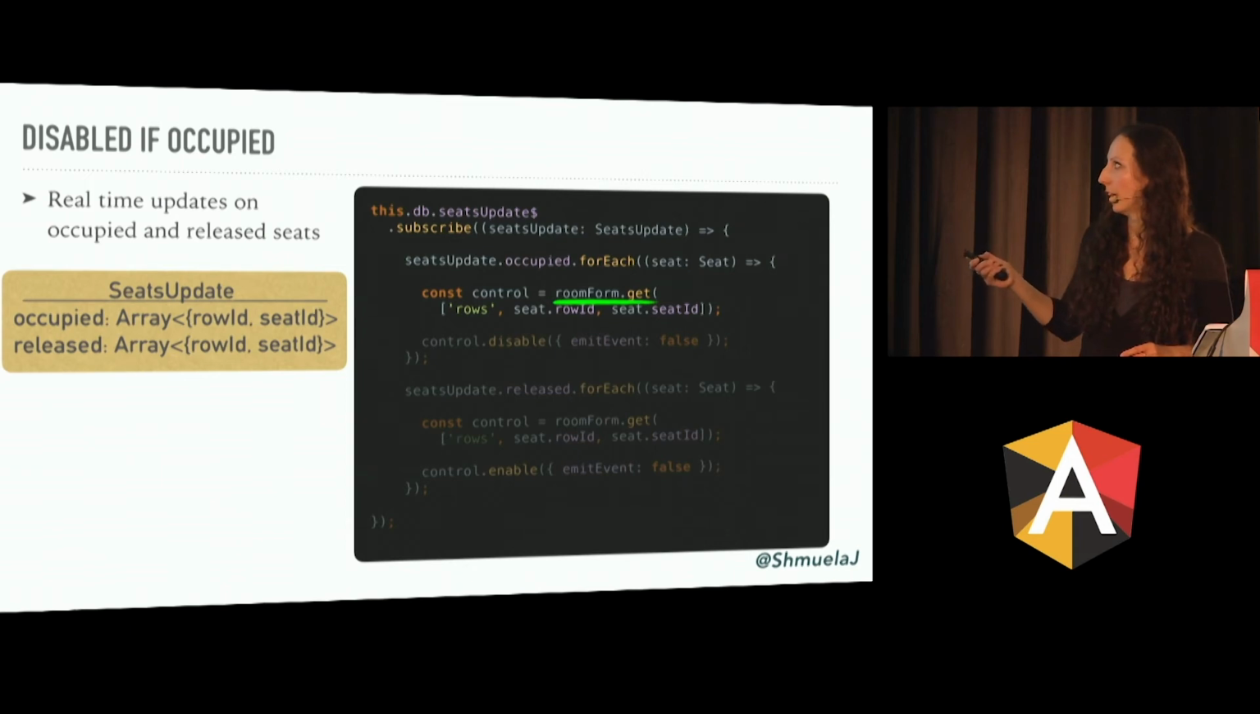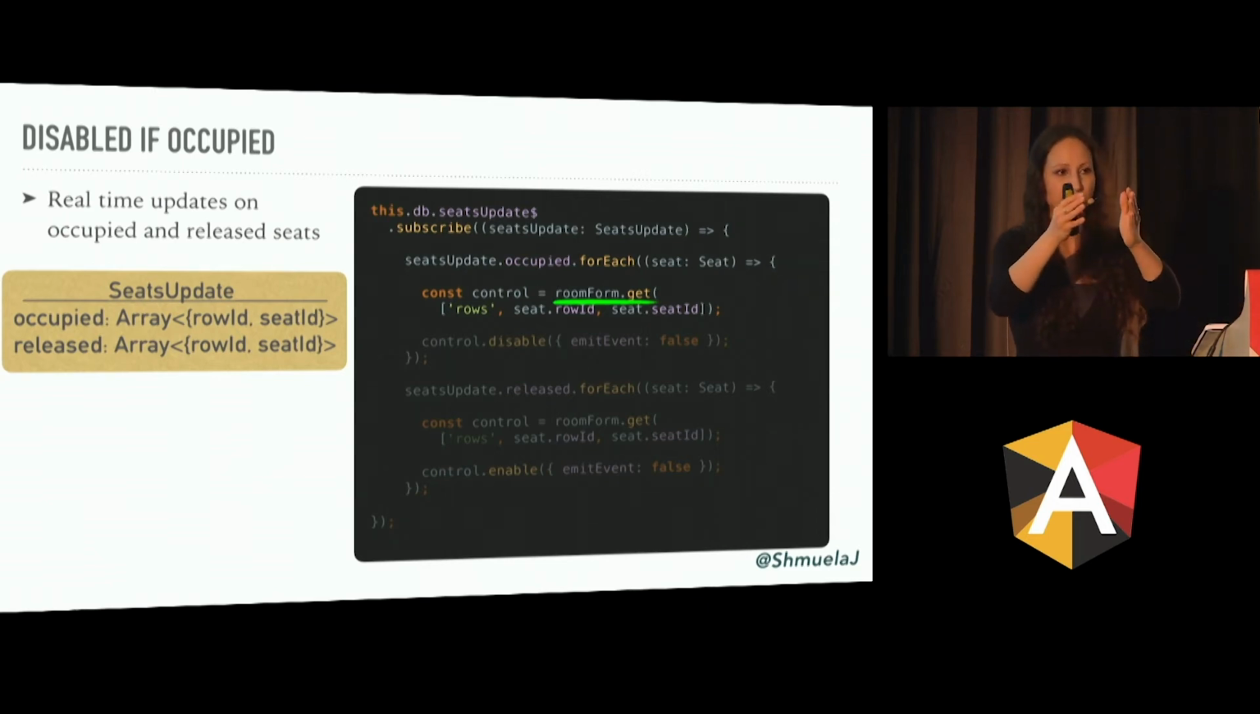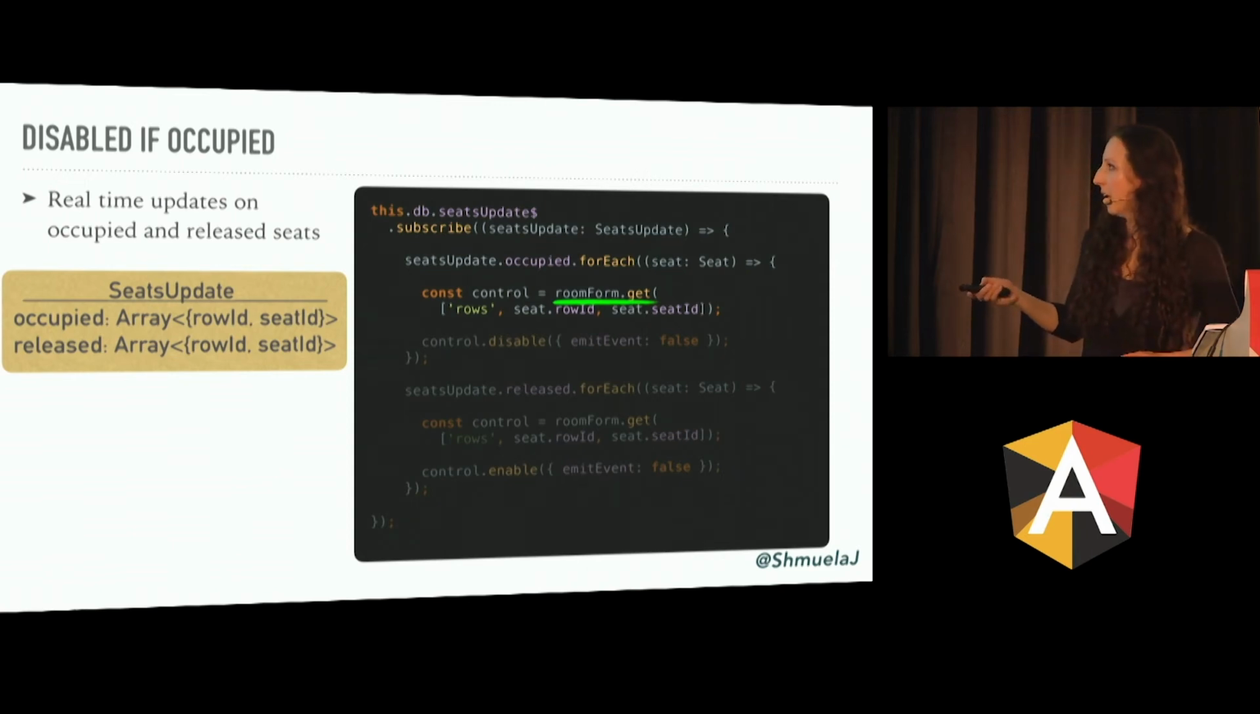So we're first looking at the occupied ones, and for each of them, we're looking for the control in the form. It starts with rows, then we get the row ID and the seat ID, and then we have this specific seat control in our hands. And now we can disable it.